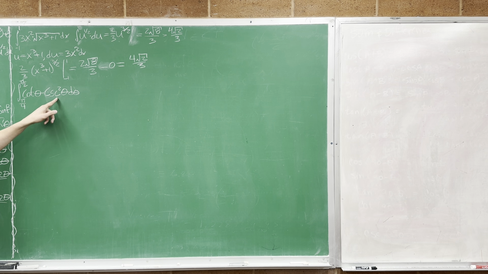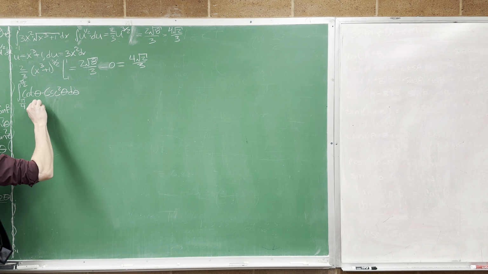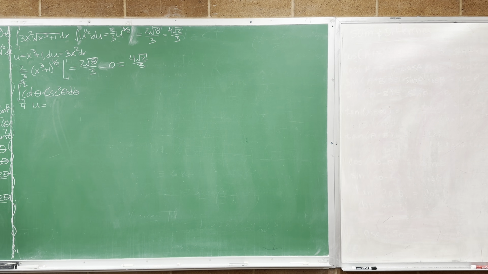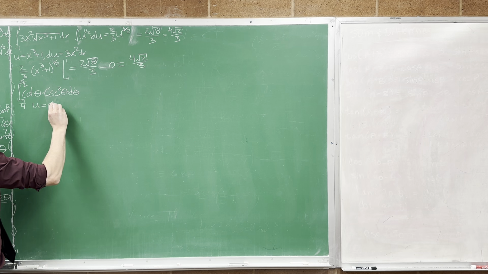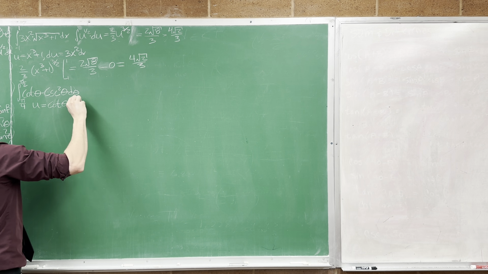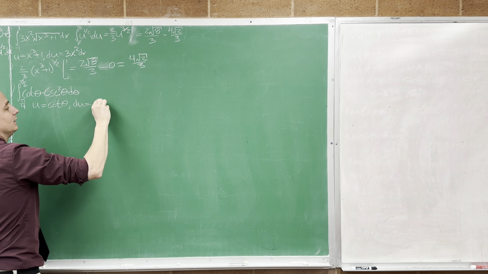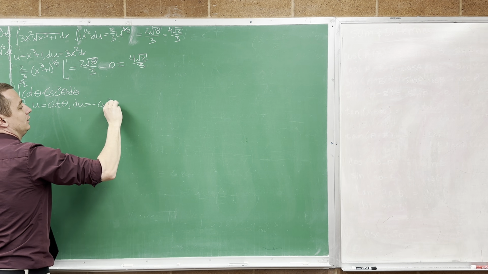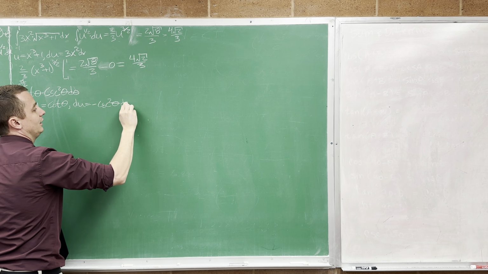Cosecant squared, negative. Either way, you guys have got to get comfortable with your trig, taking derivatives of your trig. You need to be able to just recall that off the top of your head. So if we let u be, doesn't matter which of those we choose, I'll just do cotangent of theta. Then our du is going to be negative cosecant squared of theta.